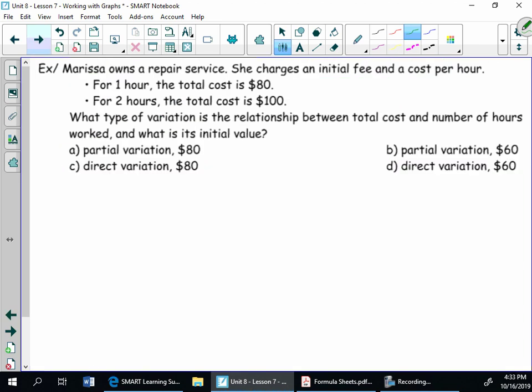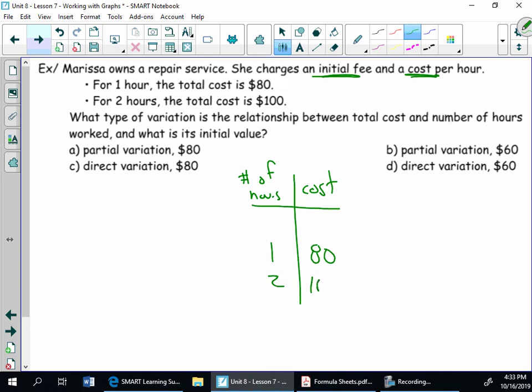Let's try another one. We got Marissa. She owns a repair shop. She charges an initial fee and a cost per hour. Okay, so we need to have an initial fee this time and a rate. For 1 hour, the total cost is 80, and for 2 hours, the total cost is 100. Okay, so I'm thinking about time, number of hours, and cost. And I know that 1 hour is 80, 2 hours is 100. I know there's an initial fee, so let's figure out what that would be.